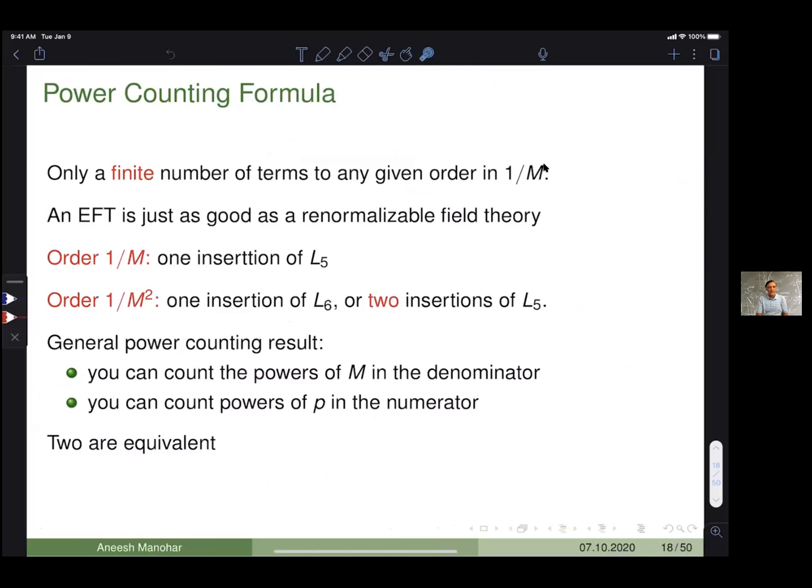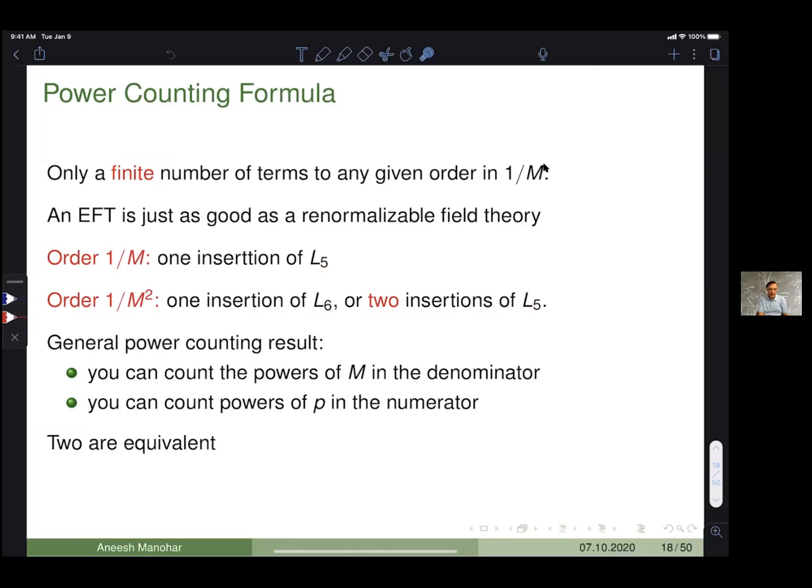So that power counting formula tells you that there's only a finite number of terms to order 1 over m. If I work to order 1 over m, I would get one insertion of dimension 5. If I work to 1 over m squared, I would get one insertion of dimension 6 or two insertions of dimension 5, etc. And this is completely equivalent to Weinberg's power counting formula.